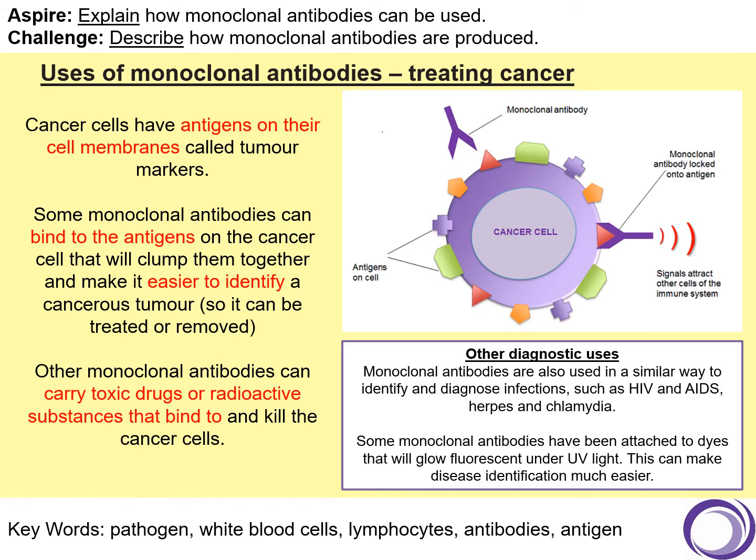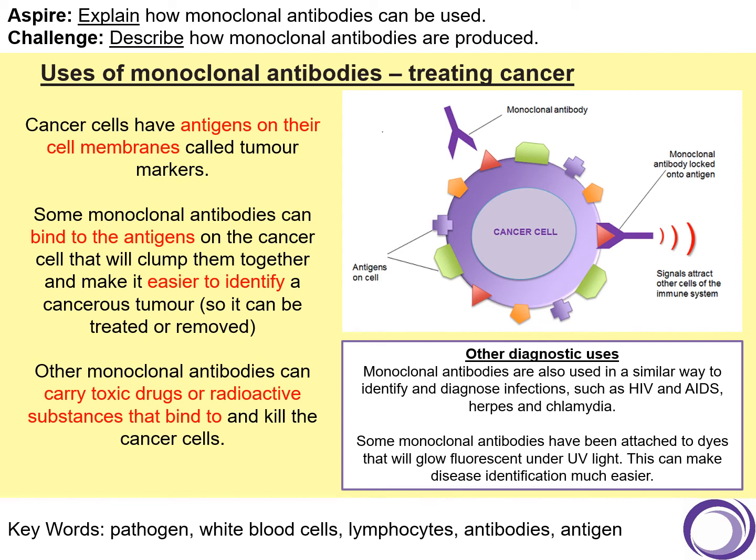So I'd like to talk to you now about monoclonal antibodies, specifically in treating cancer. Cancer cells have antigens on their cell membranes and these are called tumour markers. Now, some monoclonal antibodies can bind to the antigens on the cancer cell and it causes them to clump together, and then it makes it easier to identify a cancerous tumour, so then you can either treat it or you can remove it. Other monoclonal antibodies can carry toxic drugs or radioactive substances that will bind to and kill cancer cells, so it is really important to help us treat cancer.